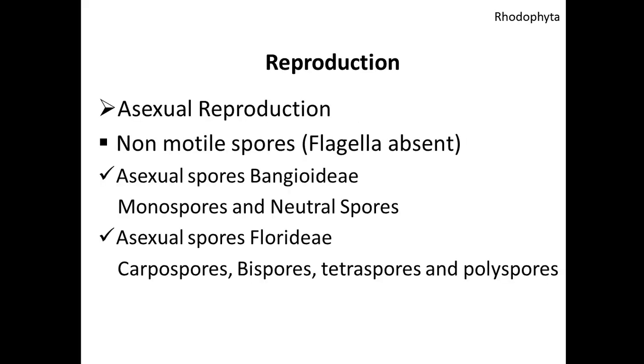Now, the asexual reproduction. Asexual reproduction is done by formation of non-motile spores. Various kinds of asexual spores are formed during asexual reproduction. In case of subclass Bangiidae, monospores and neutral spores are formed, and in case of subclass Florideae, carpospores, bispores, tetraspores and polyspores are present.